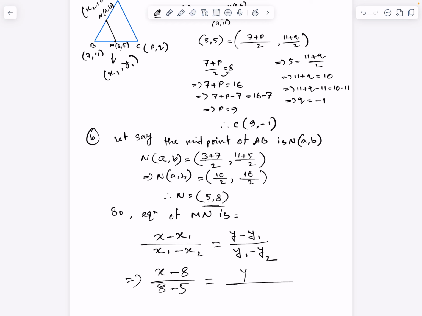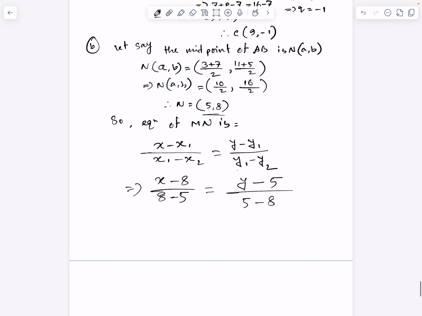Same as here, y minus y1. Which one is y1? Our M point is x1, y1, so y1 is 5. So here is 5. And y1 minus y2. Which one is y1? 5. And y2 is 8. So 5 minus 8. Calculating both sides, x minus 8. 8 take away 5 is 3. And y minus 5. 5 take away 8 is minus 3.